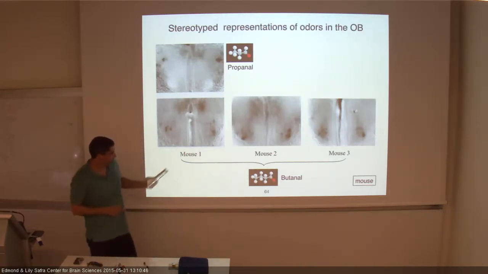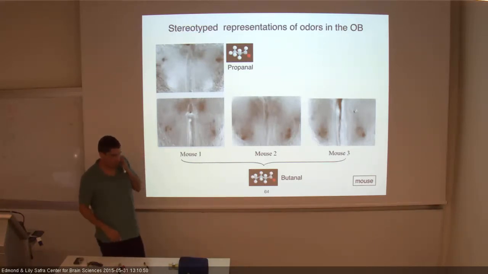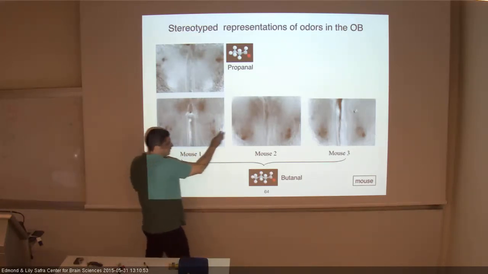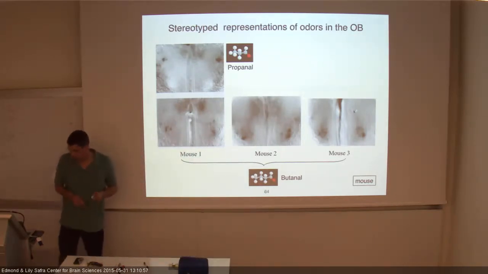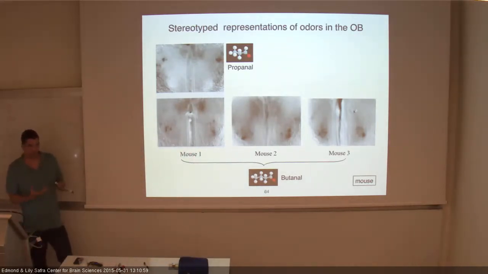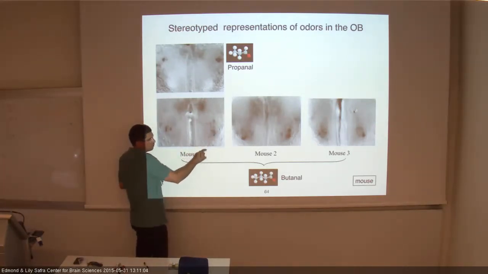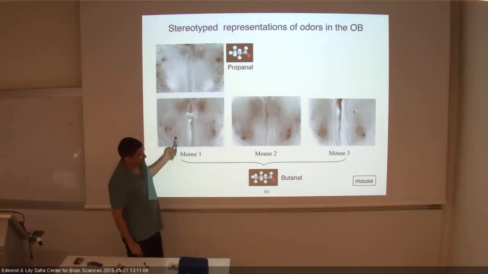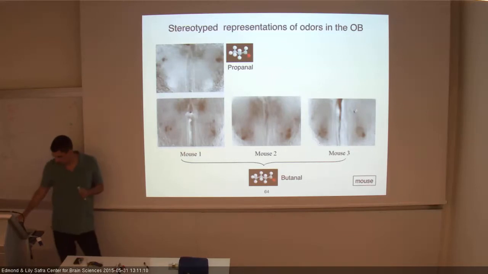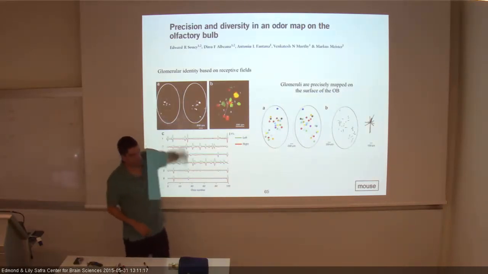Quite remarkably, if you take different animals and you excite them with the same odorant, you see that they activate roughly the same region in the olfactory bulb. So there is quite a robust activation, which is roughly similar. You see it in this region here, a little bit more anterior in this case, but nevertheless still. And the person who mapped this thoroughly is Markus Meister, when he was still at Harvard.